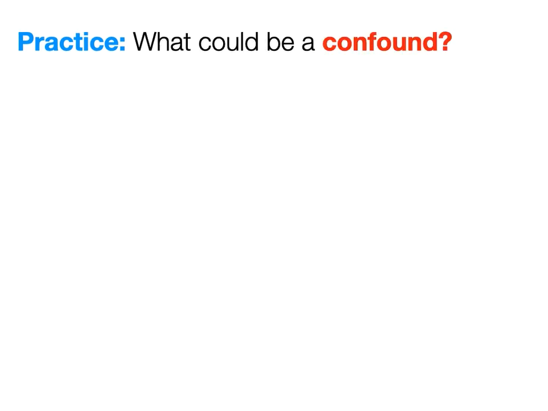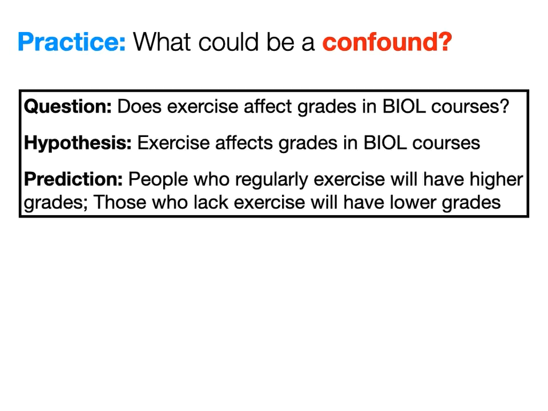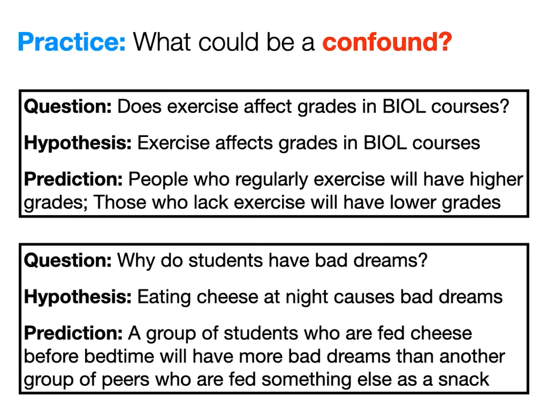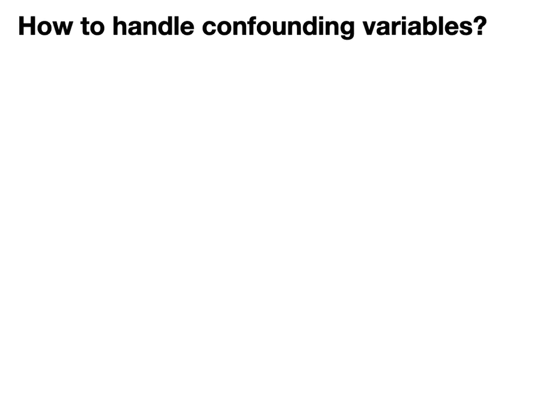Okay, so now for those 2 different examples, what could be some potential confounding variables? Can you brainstorm some potentially important confounds in this grades example? And can you do the same for this study of dreams? All right, so we'll talk about that on Zoom.